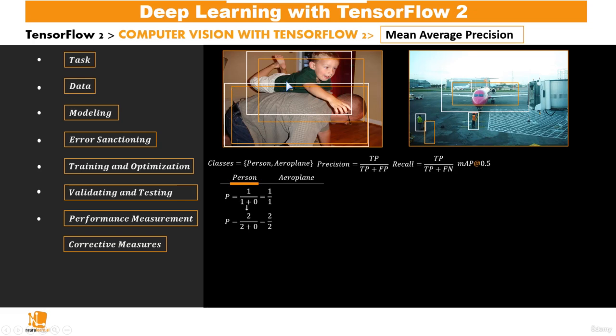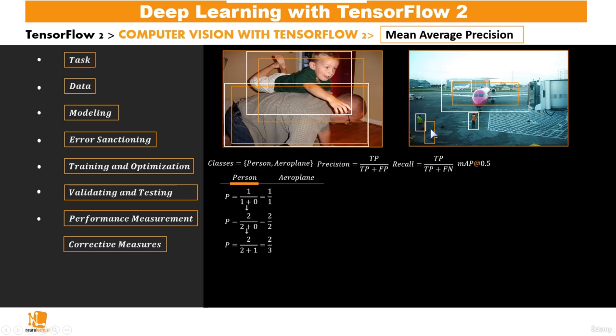We move to the next object, so we're working with the next person class. For this other person right here, we have an IOU of greater than 0.5. We could see clearly that the IOU between this and this is greater than 0.5. So for now we have 2 true positives and no false positives.